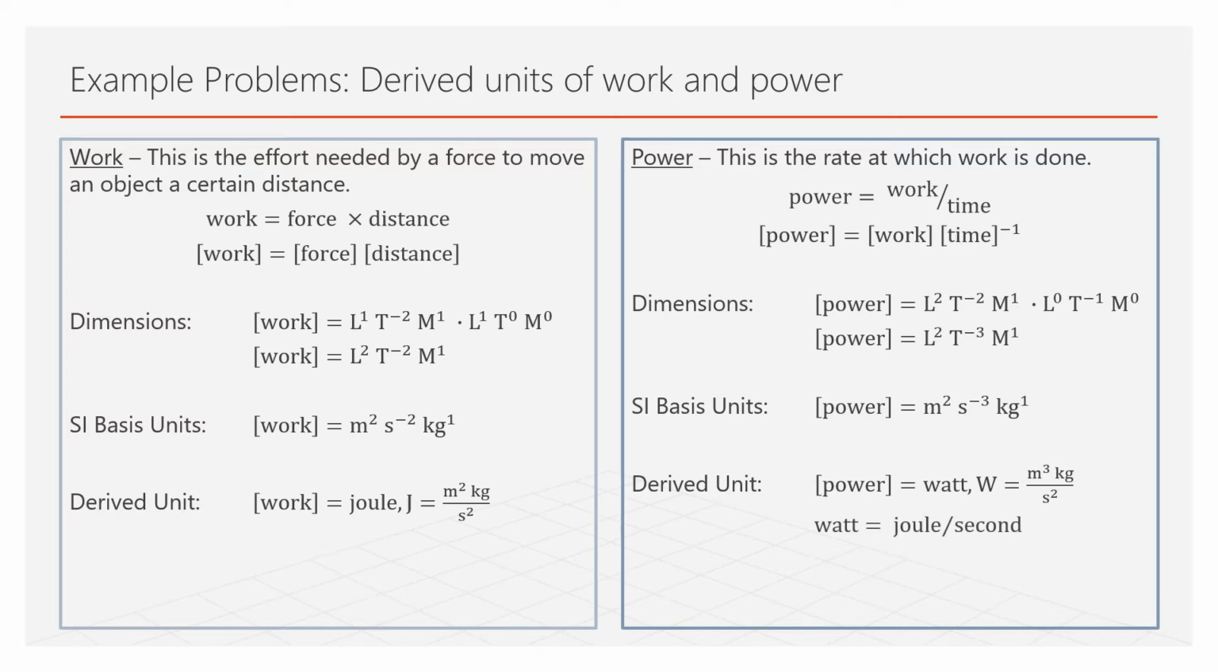We could, if we wanted to, say that, well, work is measured in joules, time is measured in seconds, and so therefore a watt is a joule per second. We could also recognize that a joule is a Newton meter, and so a watt is also equal to a Newton meter per second.